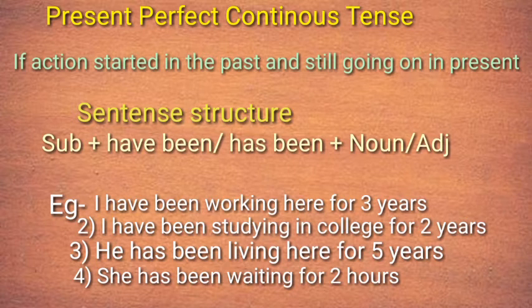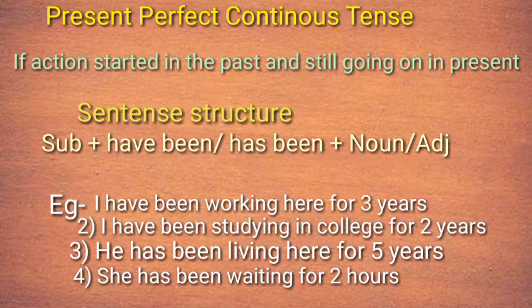Suppose a girl or a boy, they are at the party and they are waiting for their friends, and it's been 2 hours. They are still waiting for their friends. So when their friends turn up, they ask where you have gone. Then I'm still waiting for you for 2 hours. I have been waiting for you. She has been waiting for her friends for 2 hours. So the action started in the past, but she is still waiting. She is still waiting for her friends because her friends haven't come yet.